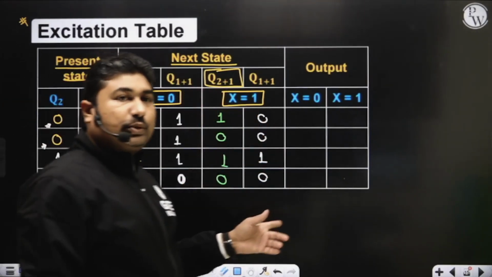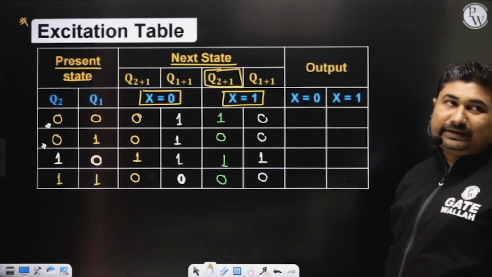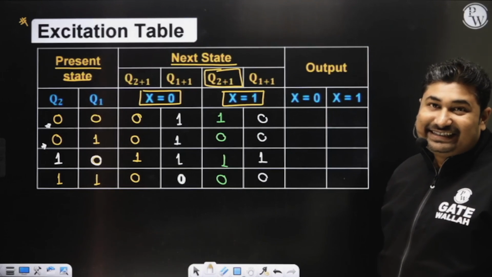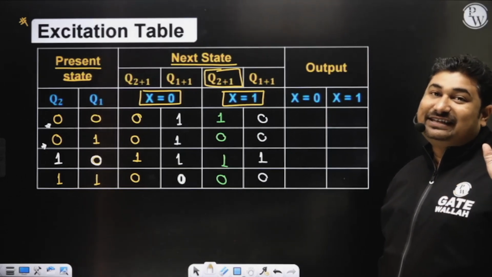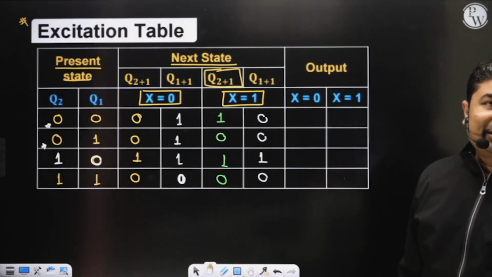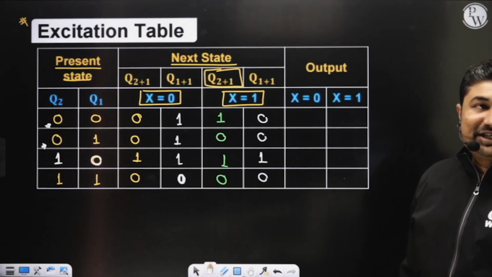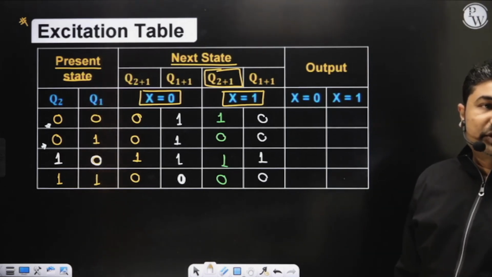Now come to the output, with x equal to 0 and x equal to 1. Very important class. Even if you miss 1 second, you will lose the sequence. So you need to be patient and keep your attention on this.